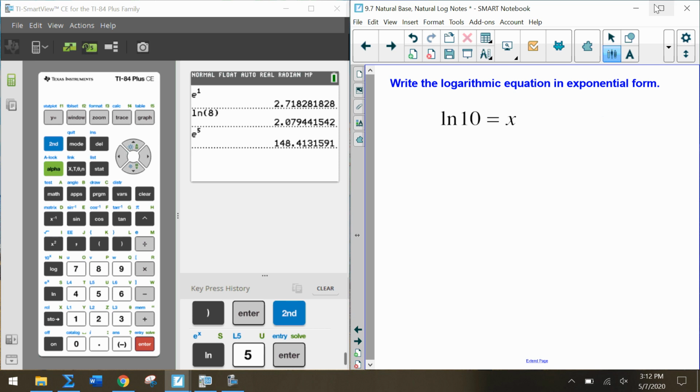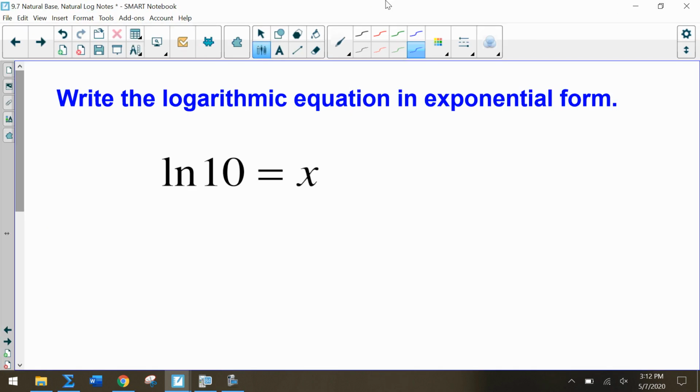Now, what we want to rewrite into exponential form. So, as I mentioned before, ln has a base of e. It's the natural log, so it has the natural base. So e is what I like to write into the problem. So I can say e to the x equals 10.